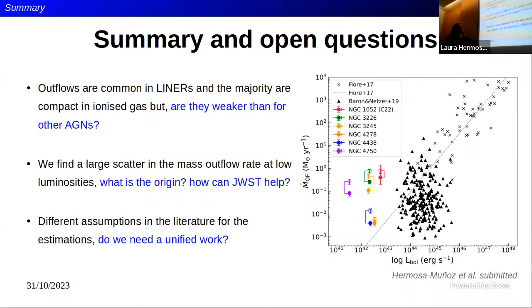Also, we have this really large scatter in the mass outflow rate plot versus volumetric luminosity. We don't know yet what the origin of this is. How can the mid-infrared information help here? Can we find something that we have not seen before? Or is it just that the assumptions that we are making for estimating these parameters are maybe not completely correct? So we have to take a step back and see what the differences are in velocities, maybe in the estimations of densities and so on. And with that information, maybe we can redo this plot and have a more significant comparison. And that's all that I wanted to say. Thank you.